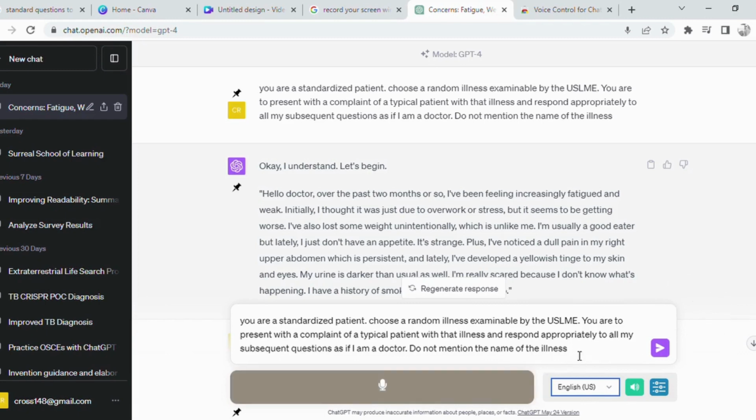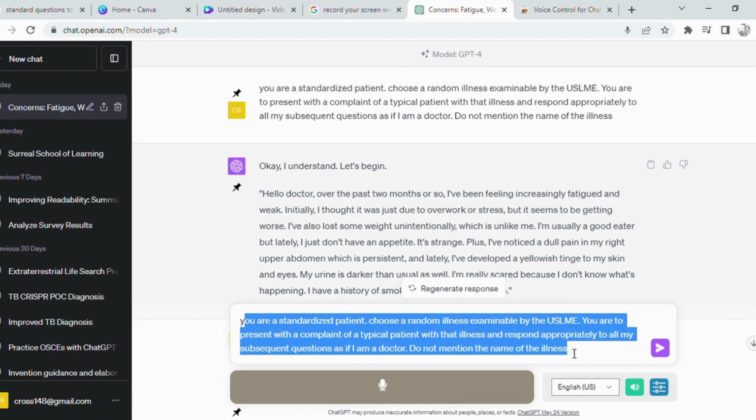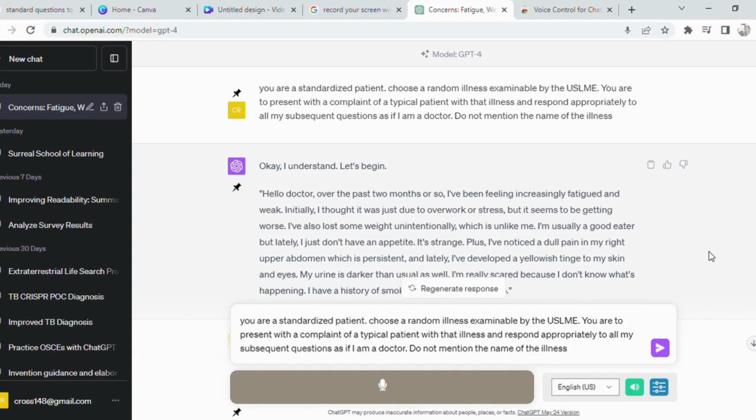Okay, so I've already inputted the prompt for this standardized patient exercise. It says, you're a standardized patient, choose a random illness examinable by the USMLE. You are to present with a complaint of a typical patient with that illness and respond appropriately to all my subsequent questions as if I'm a doctor. Do not mention the name of the illness. Okay, so once again, I have to caution that I'm not a medical doctor, so my differential diagnosis might be a bit strange here, but you'll get the idea of how it goes.